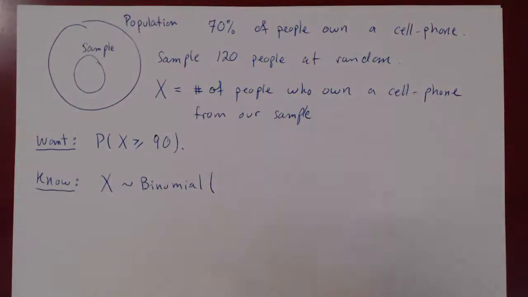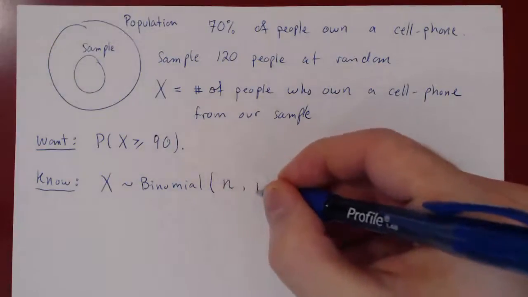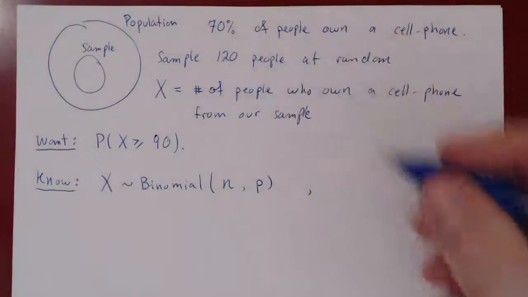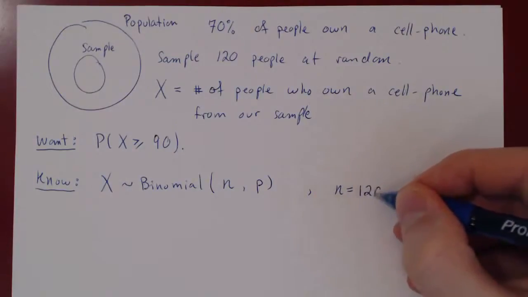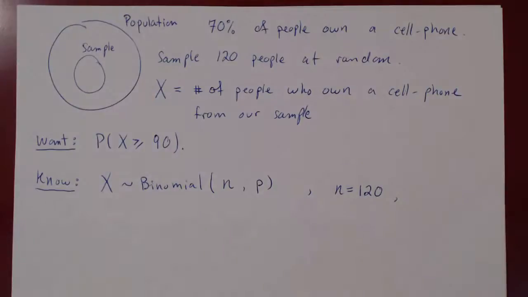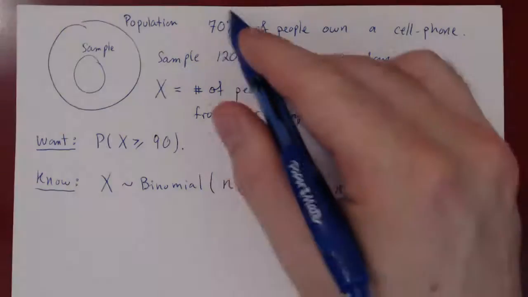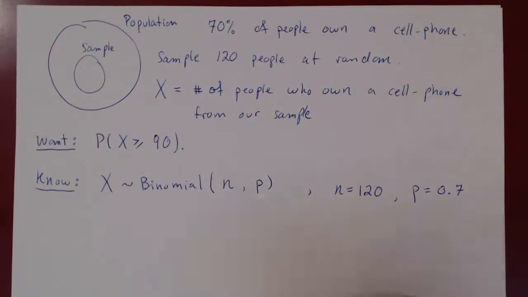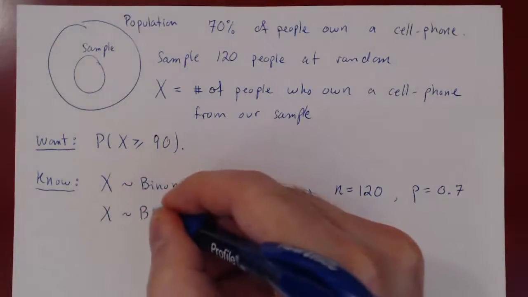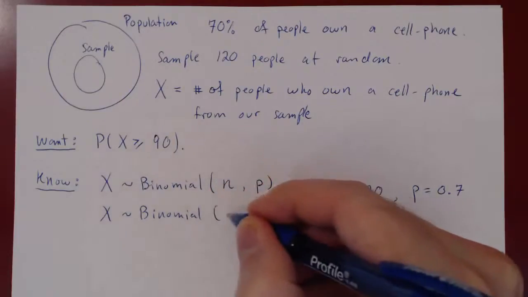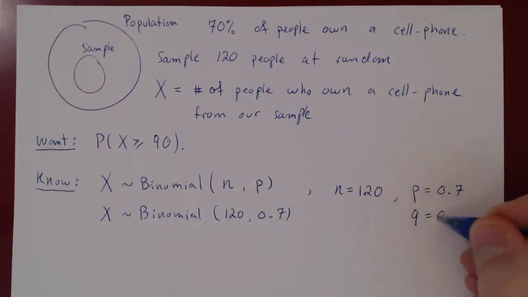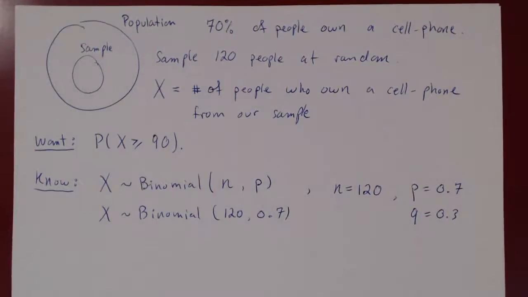And the question is, what are the parameters? Well, if you remember, we have to specify the number of trials and the probability of success for each individual trial. Well, here, since we sample 120 people, we repeat the experiment 120 times. And each time we pick a person, the probability of success, which is the probability that someone does own a cell phone, is 70%. So the probability of success is 0.7. So, in theory, now we're good to go. We know that x is binomial, and we have 120 trials and the probability of success of 0.7, and therefore, of course, the probability of failure is 0.3.